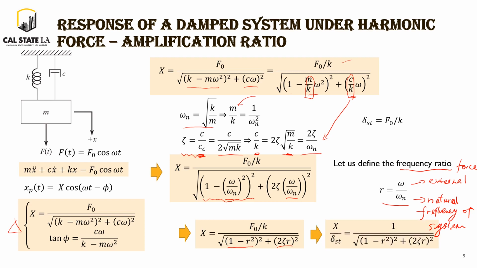And further, we can use the definition that we had for static deflection. We know that f0 over k is defined as the static deflection, delta st, which is equal to f0 over k. Moving delta st to the left hand side, it becomes x over delta st is equal to 1 over the square root of (1 minus r squared) squared plus (2 zeta r) squared.